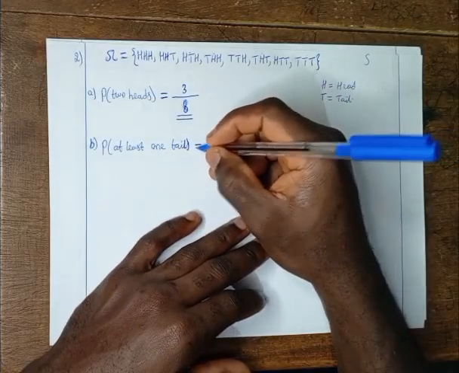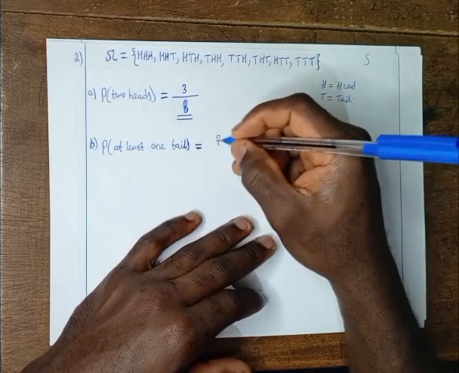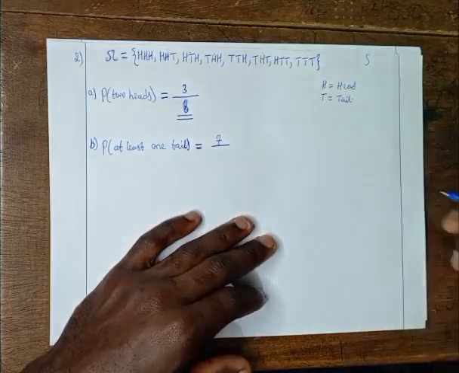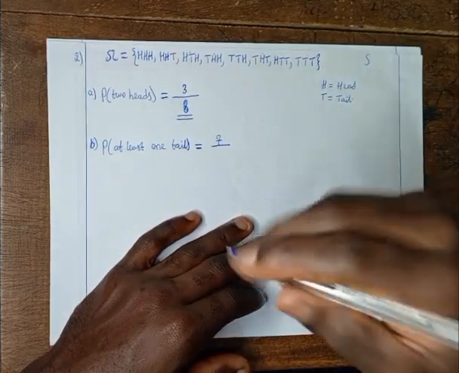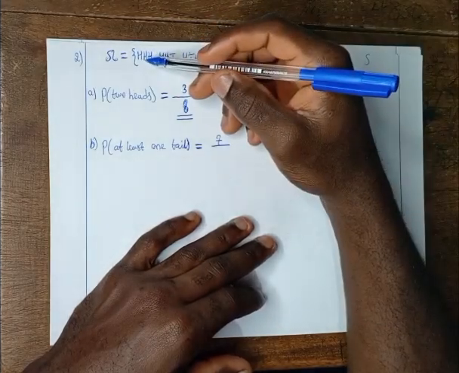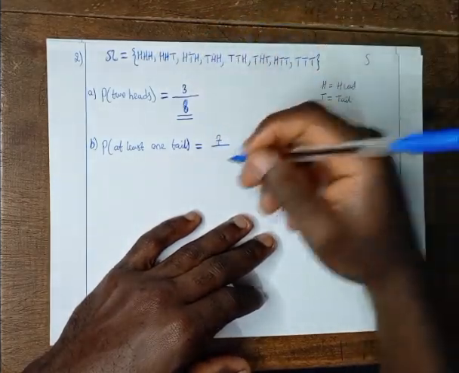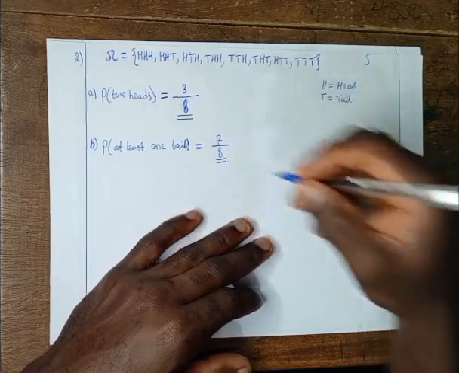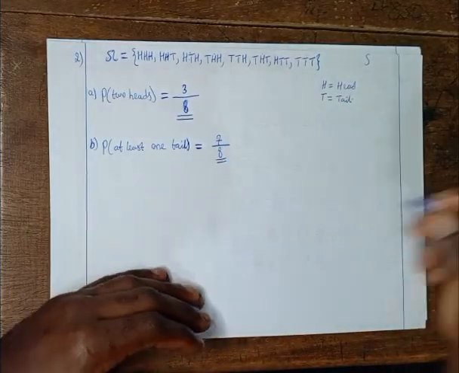There are 7 possible outcomes where we have at least a tail. There are 7 of them. We are going to divide by the total number of possible outcomes. There are 8 of them. You can see here we don't have a tail; we have just 3 heads. Divide by 8. The probability will simply be 7 over 8.